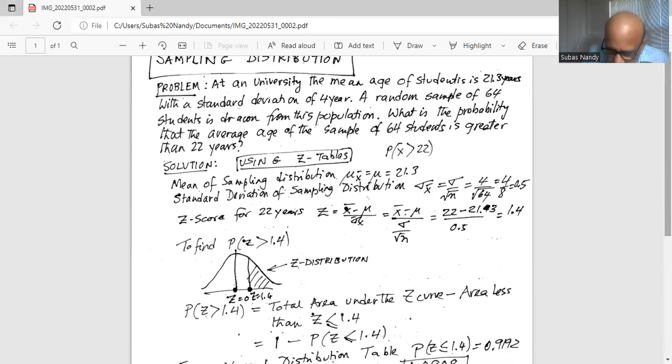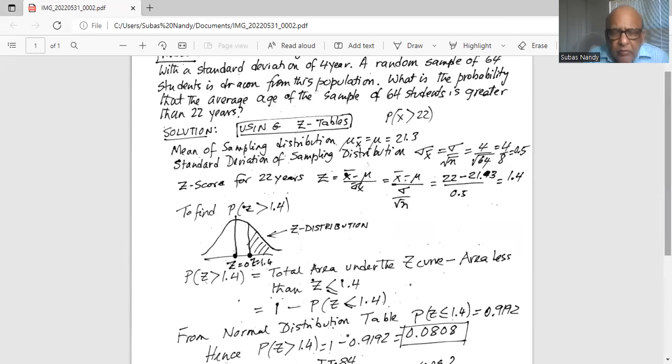So we go to the table, look for the z value of 1.4, and the first column after the z column is 0.00. That means the second place of decimal in this case is 0.00. So we will look for 1.4 and then 0.00. It is 0.9192. So the cumulative area, that is the area to the left of z equal to 1.4 under the standard normal curve, is 0.9192. However, we are interested in finding the probability of z greater than 1.4.